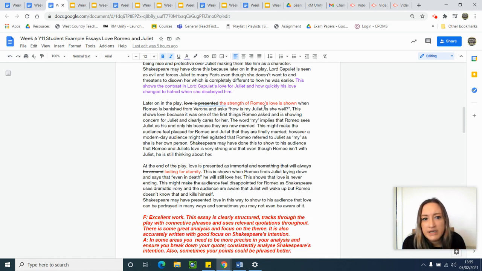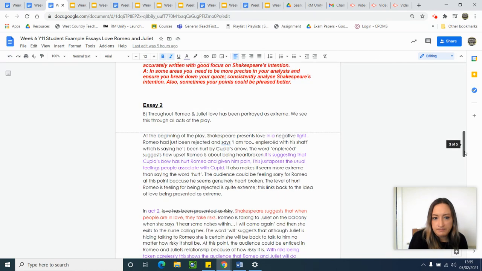It is phrased more clearly there, love is presented as lasting for eternity. But maybe saying something like Shakespeare implies that real love lasts for an eternity, something like that. So try and lead with Shakespeare a bit more. Okay, if we look at the next one.